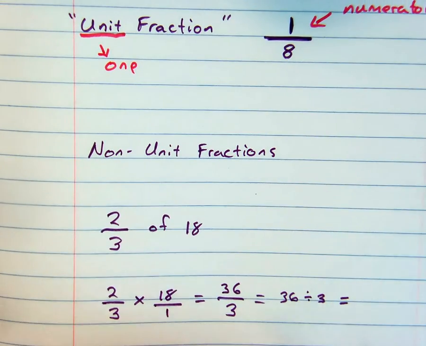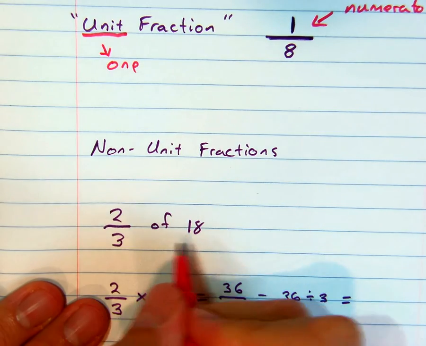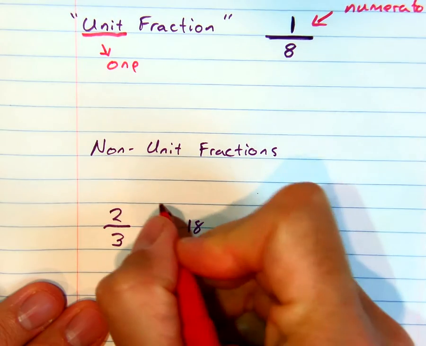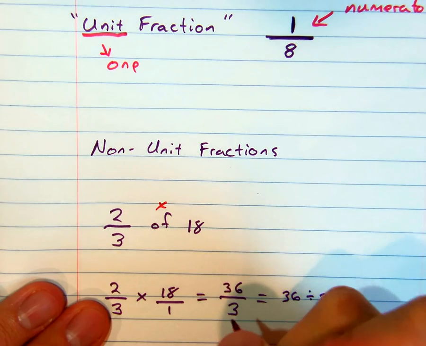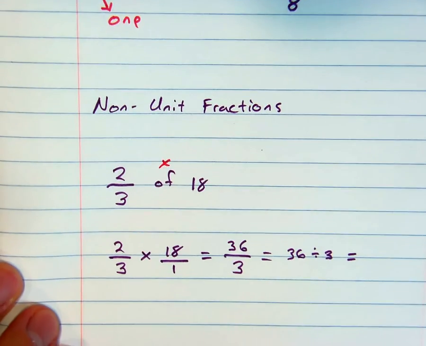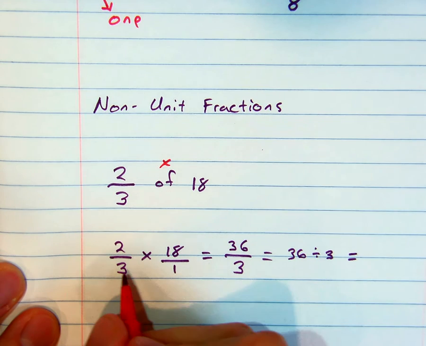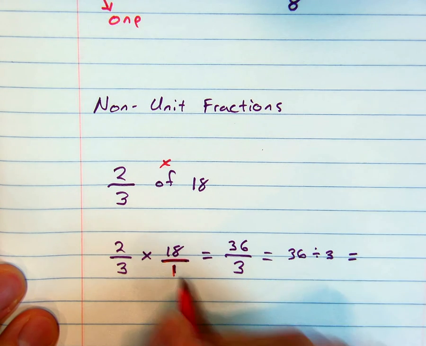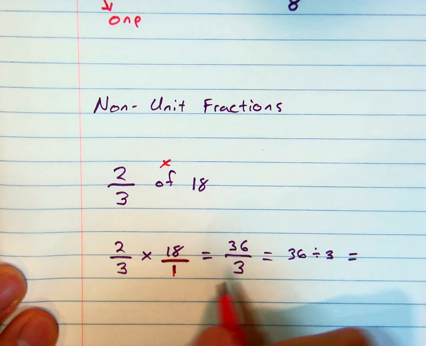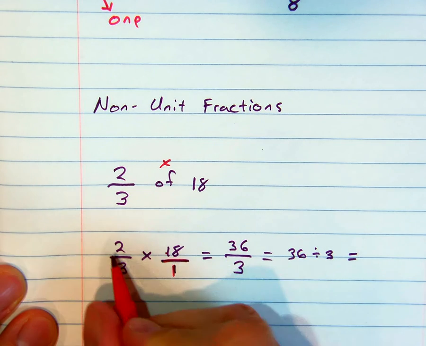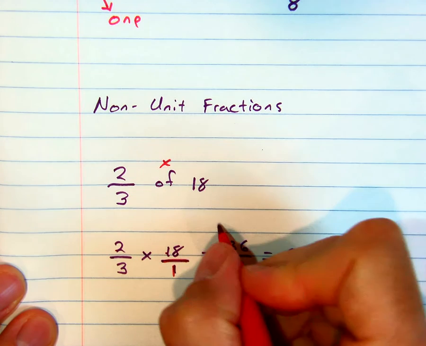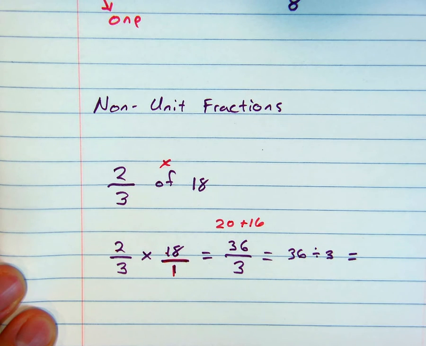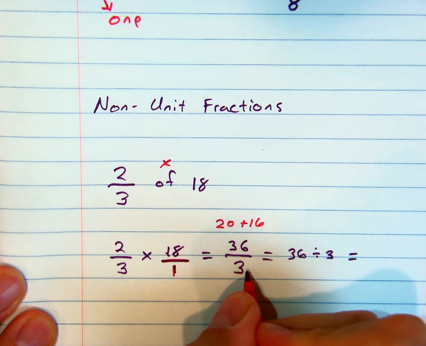So for this example, we have 2/3 of 18. So remember that key of means to multiply. If we scroll down here, 2/3 of 18. Go ahead, let's put 18 over 1. 2 times 10 is 20. 2 times 8 is 16. So let's put our 20 plus 16 together. We get 36. 3 times 1, that one's easy.